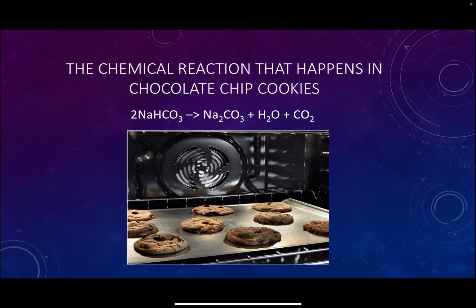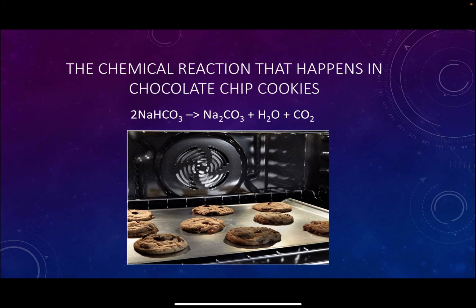All right, now I want to talk about the chemical reaction that happens in chocolate chip cookies. This reaction is sodium bicarbonate being broken down into sodium carbonate, water, and carbon dioxide. This reaction occurs in the oven after you mix all of your ingredients together and place them on a cookie sheet. When the baking soda absorbs heat, this chemical reaction occurs.